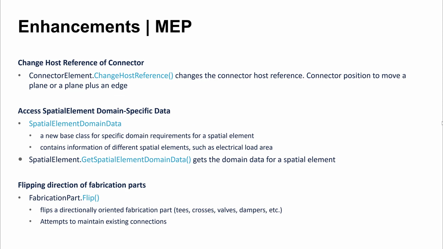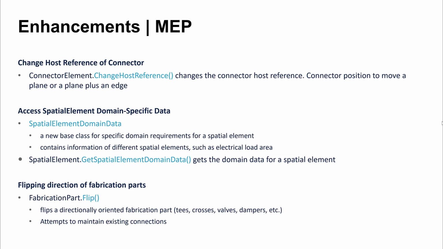The first one is the ability to change the host reference of a connector. So now you can basically say whether a connector moves along a plane or a plane plus an edge. We also have the ability to access the domain data of a spatial element. So this is a new base class that allows specific domain requirements to be set. Specifically, in this case, you can start to get things like electrical load area. And then you get this domain data class by calling getSpatialElementDomainData on spatial elements.